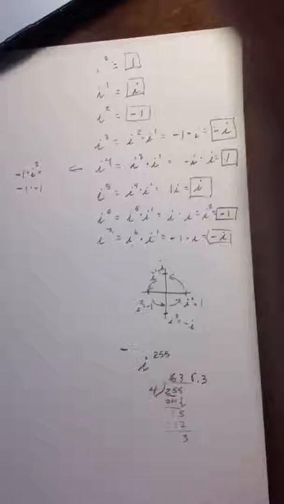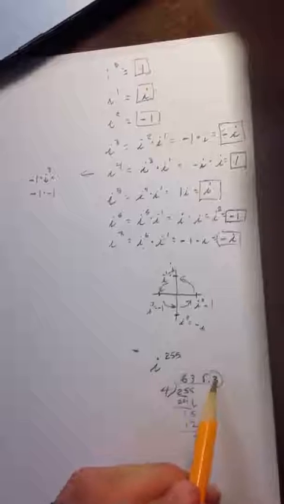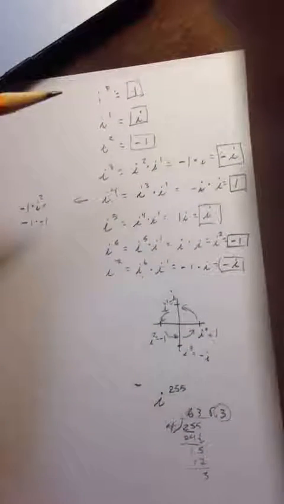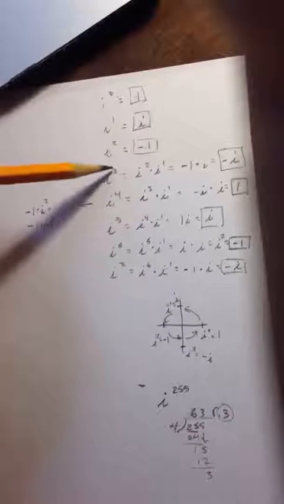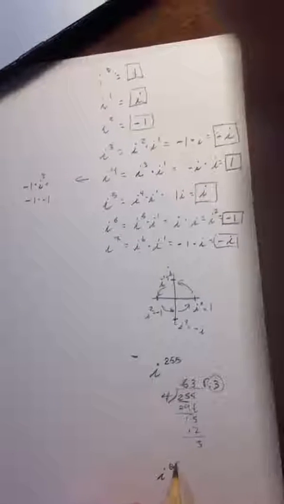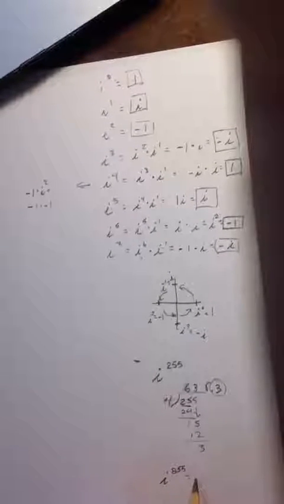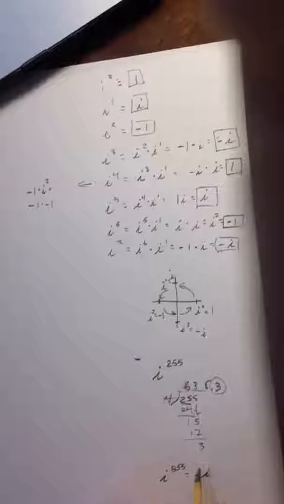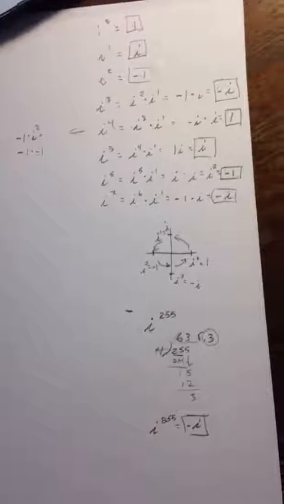And what I showed in class is that the remainder of 3 correlates to the exponent value. So i to the third is negative i. So in other words, i to the 255th power is equal to negative i. That's your answer. That was one of the things that I discussed in class today.